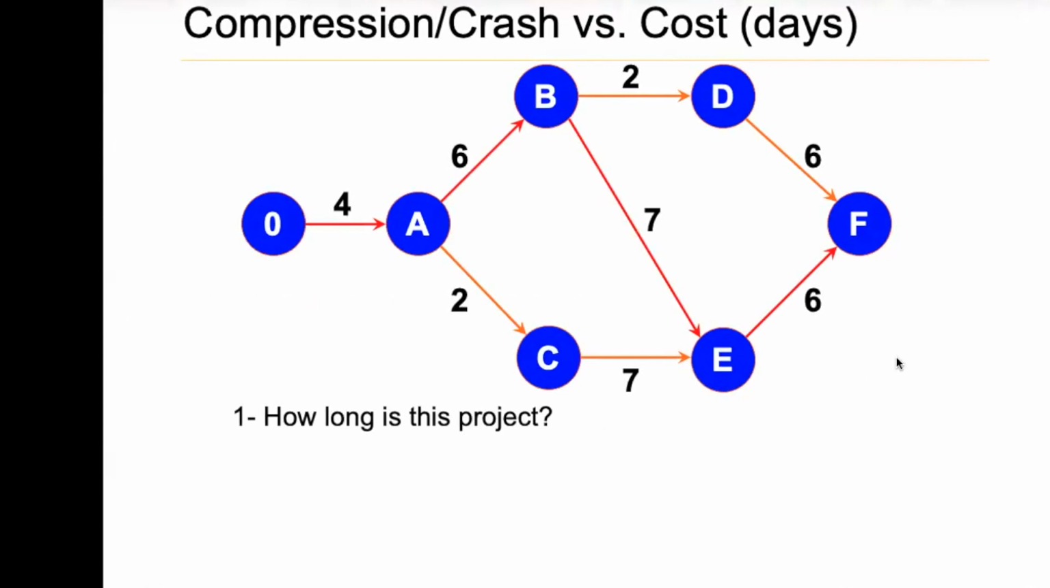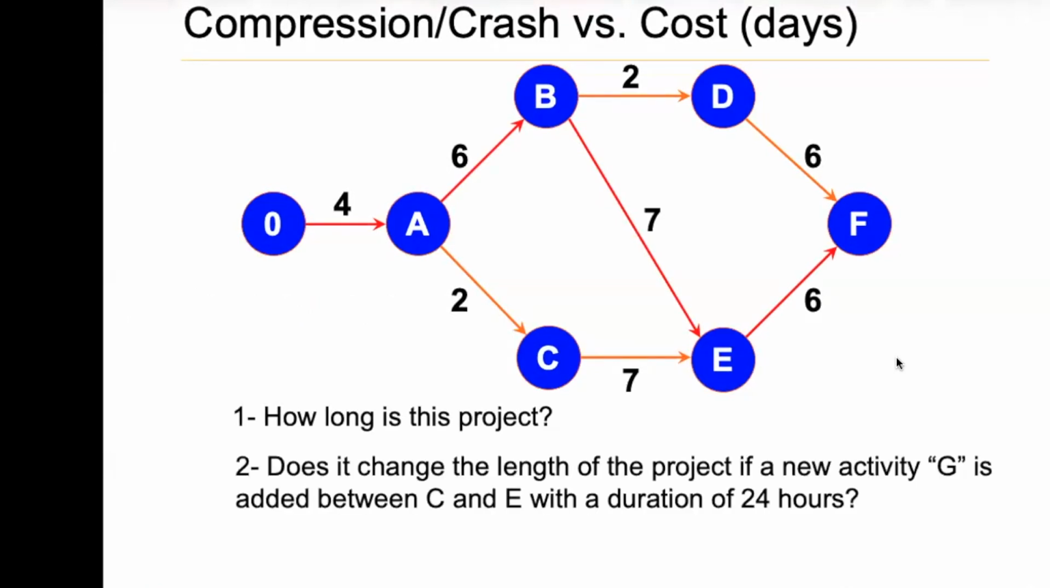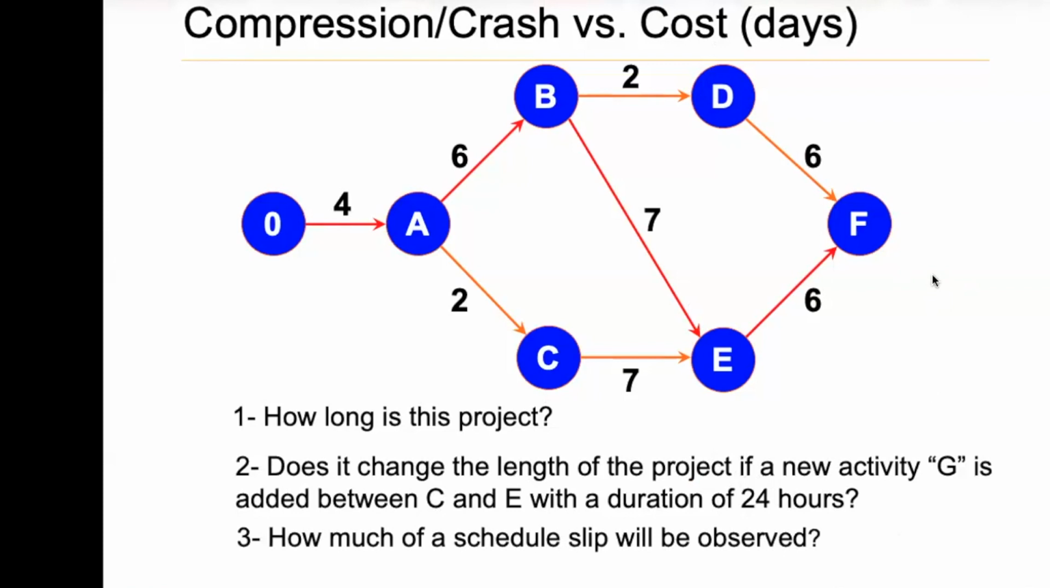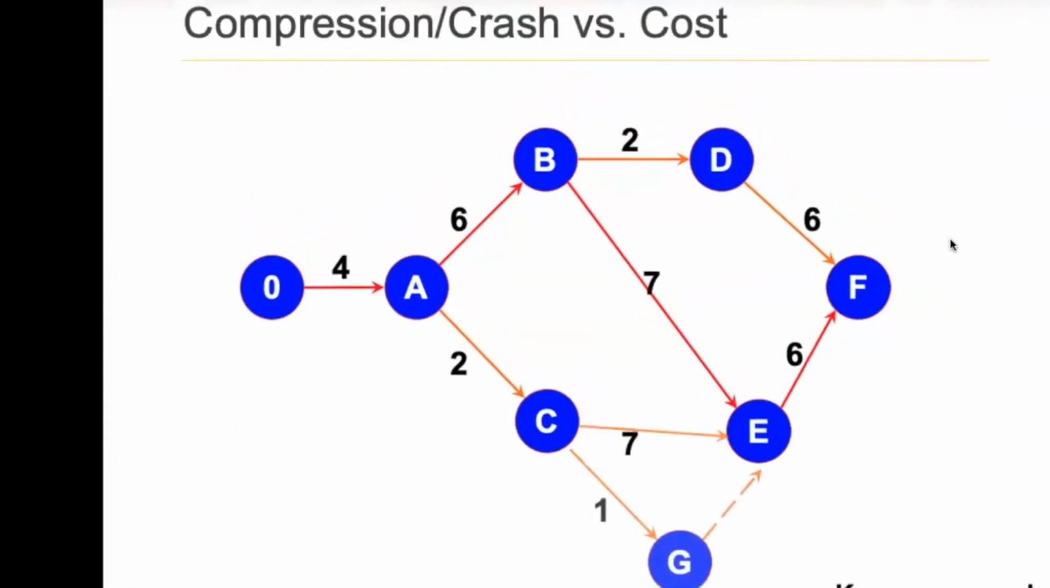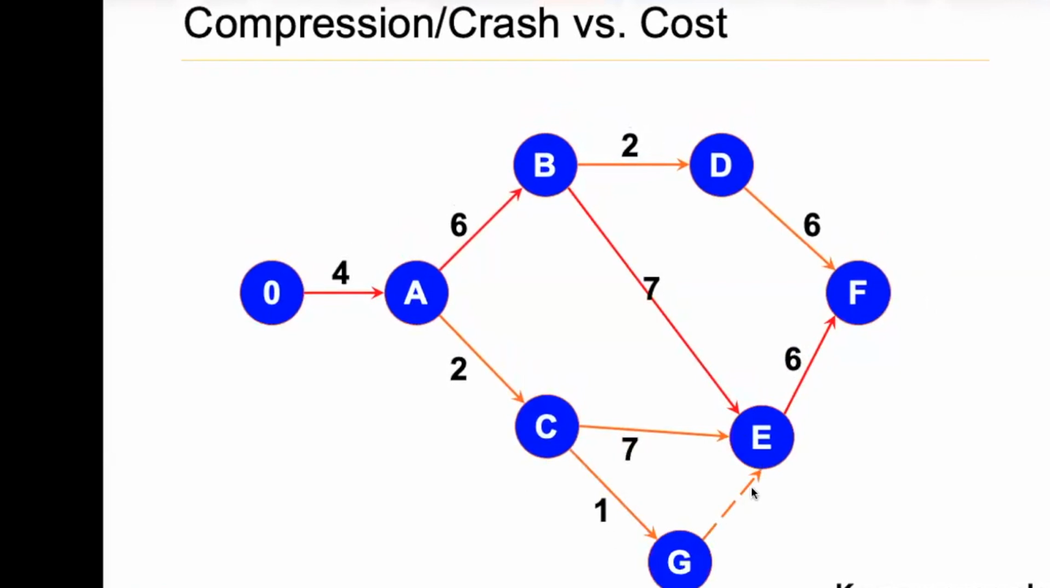Where would you start? Does it change the duration of the project if a new activity G is added between C and E with a duration of 24 hours? This is in days, by the way. The PERT is in days. I want to add an activity between C and E, which will last 24 hours. How much of a schedule slip will be observed? If yes, everyone says no. So this is something like that, right? I just add this here, and that's a dummy activity. E needs to be done.